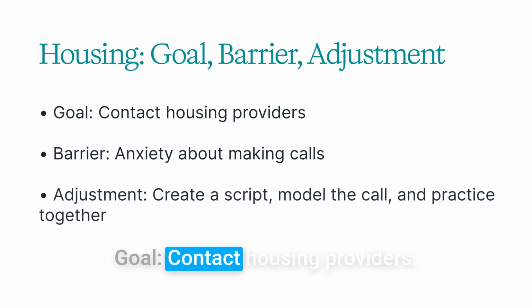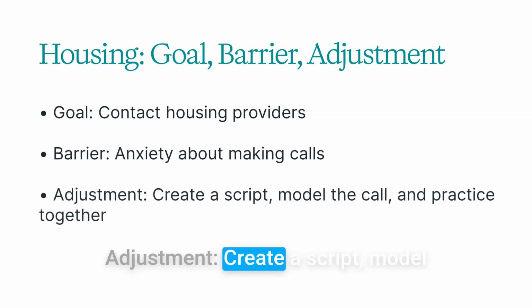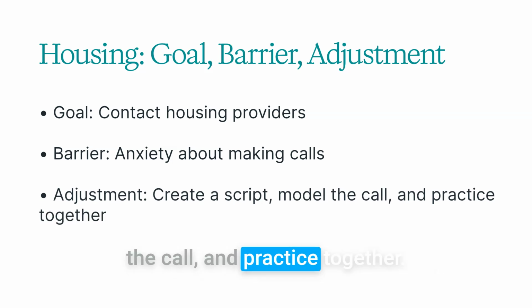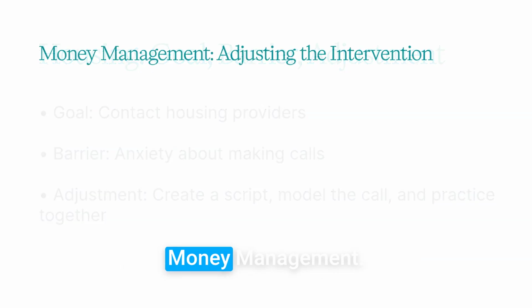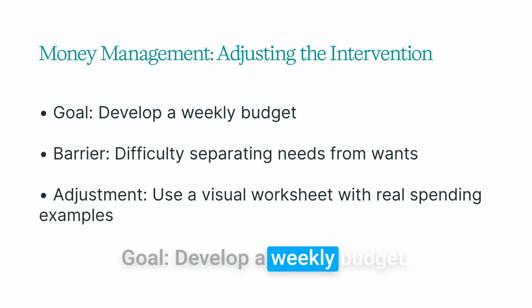Housing. Goal: contact housing providers. Barrier: anxiety about making calls. Adjustment: create a script, model the call, and practice together. Money management. Goal: develop a weekly budget.